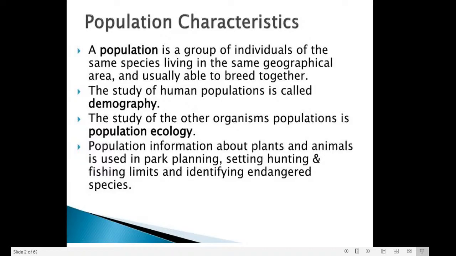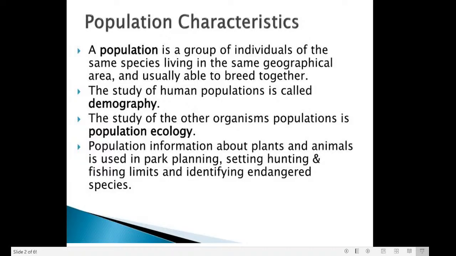In population characterization, the study of the human population is called demography, and the study of other organisms is called population ecology. Ecology here means all the environmental factors, which vary for various organisms. So we include them in population ecology.